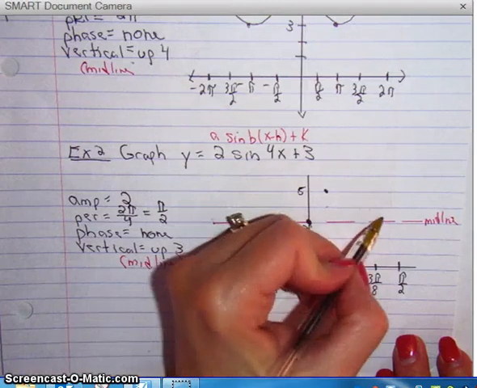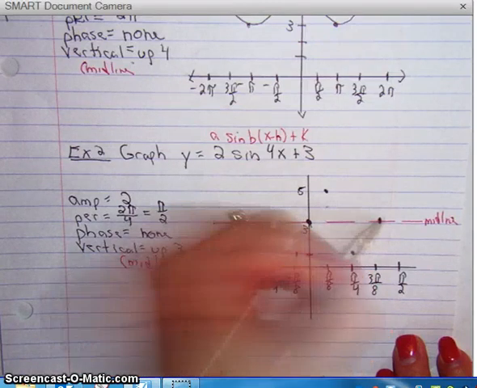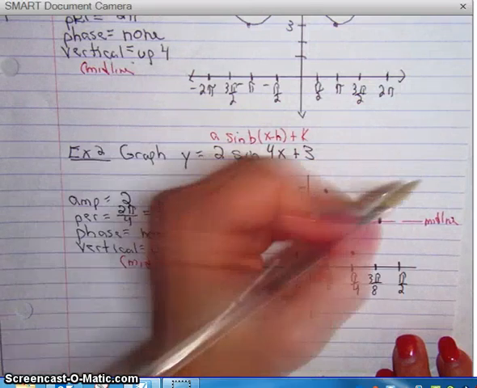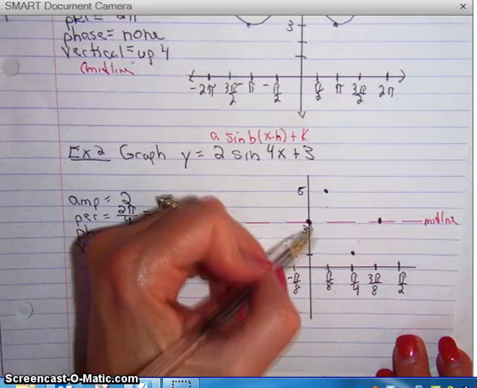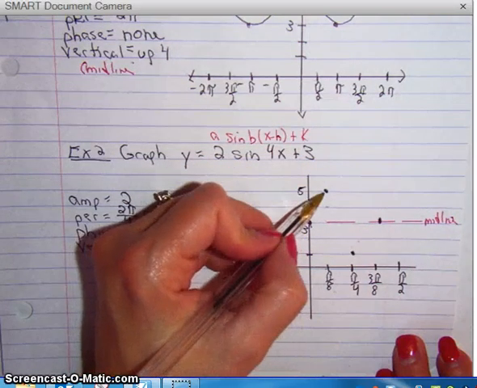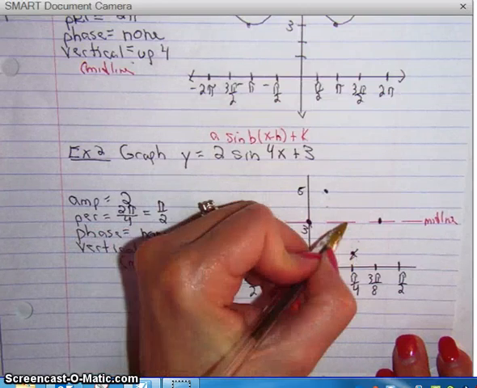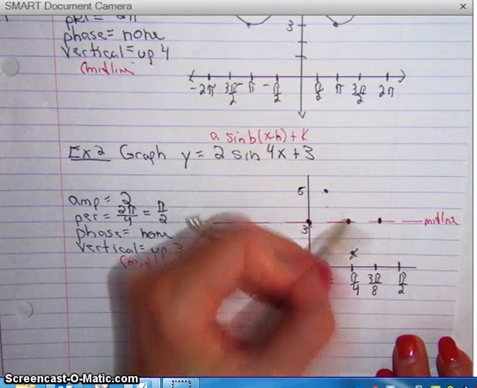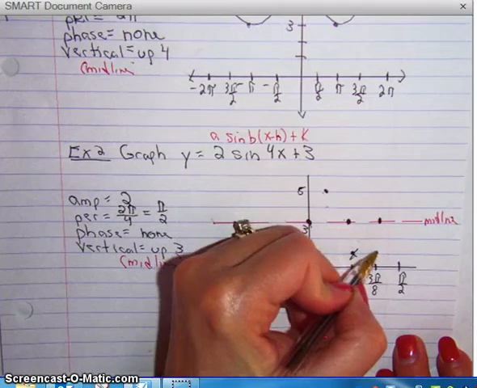Next halfway point, we have an x-intercept at the midline. Last point, did I just do that wrong? Yeah. So down, up, yeah, I totally did that wrong. Right here, at pi over 4, we have an x-intercept. At 3 pi over 8, we're down at 1.